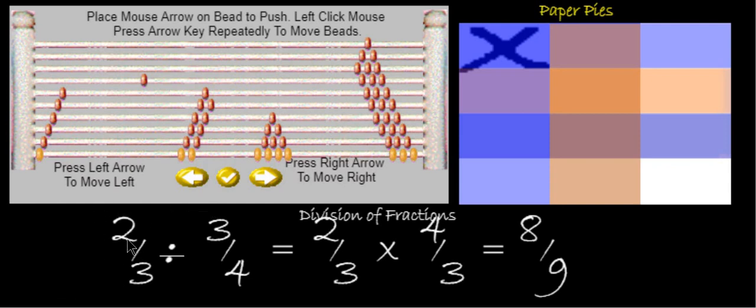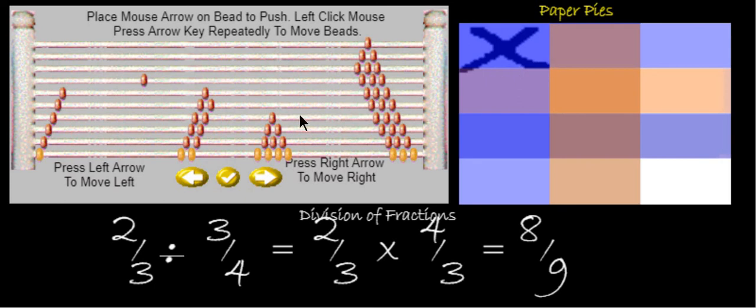Now in the division problem, 2/3 compared to 3/4 asks the question, what if we don't compare the 2/3 to the entire rectangular area, but only compare the 2/3 to the 3/4 area? Then what will be the 2/3 as a fraction of the 3/4?